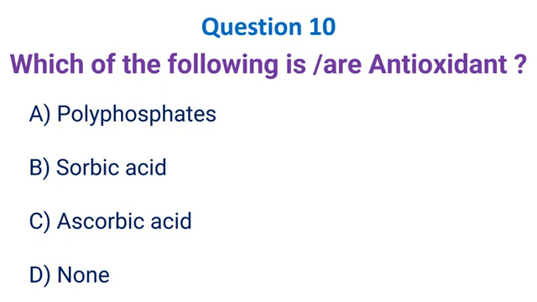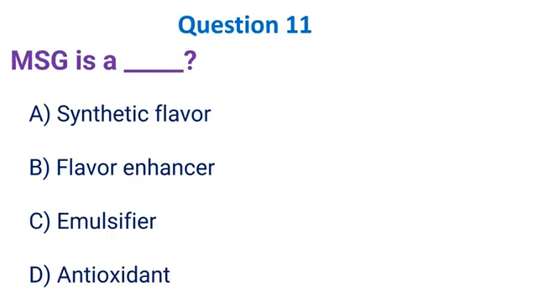Question number 10. Which of the following is or are antioxidant? Options are option A polyphosphate, option B sorbic acid, option C ascorbic acid, option D none. Correct answer is option C ascorbic acid. The ascorbic acid is a pure antioxidant. It is also known as vitamin C, whereas the polyphosphate are the water treatment agents and sorbic acid is a preservative.